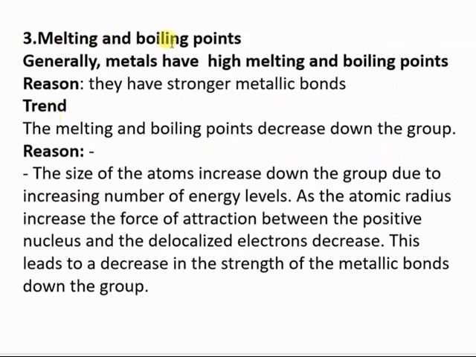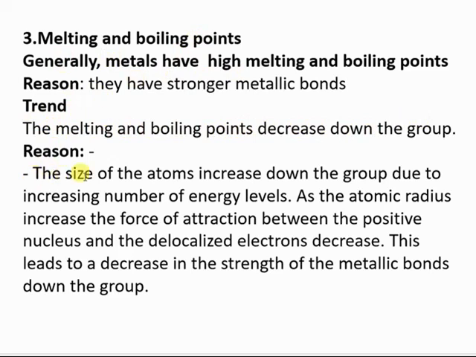So the melting and the boiling points. Generally, metals have high melting and boiling points. Reason? They have strong metallic bonds. So remember, metals have metallic bonds between them. A metal and a metal, metals have strong metallic bonds. So the trend down the group, the melting and the boiling points decrease down the group. Why is that the case?